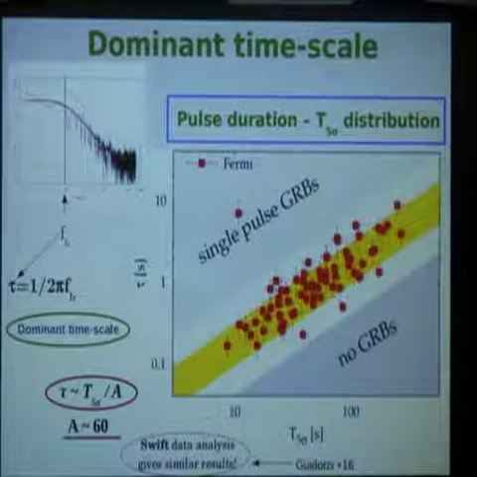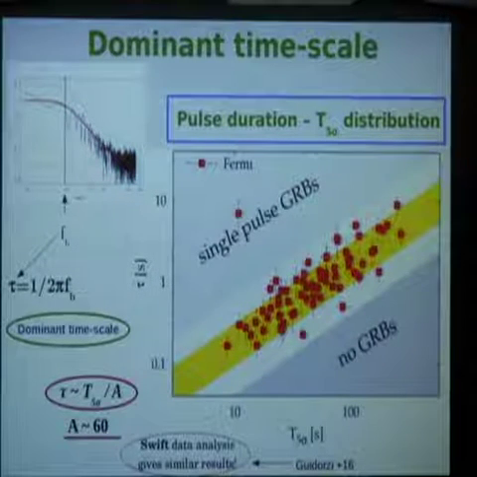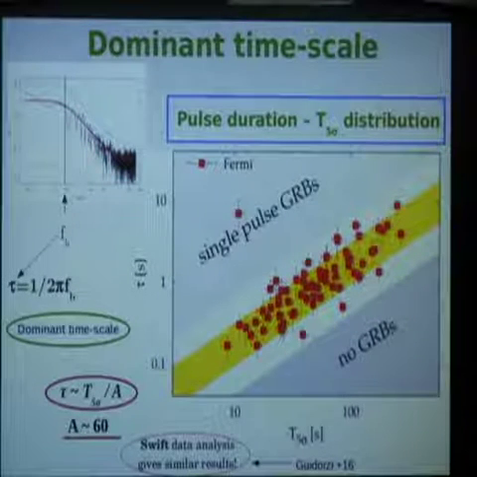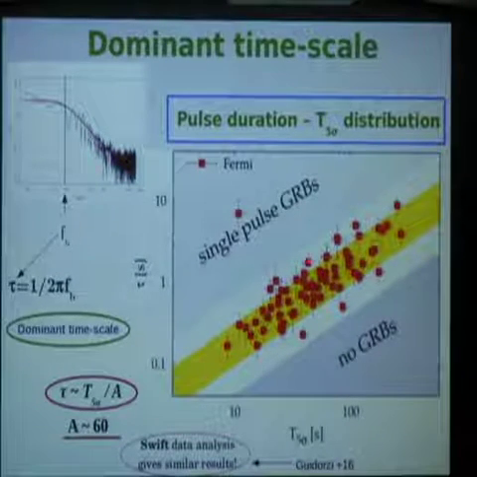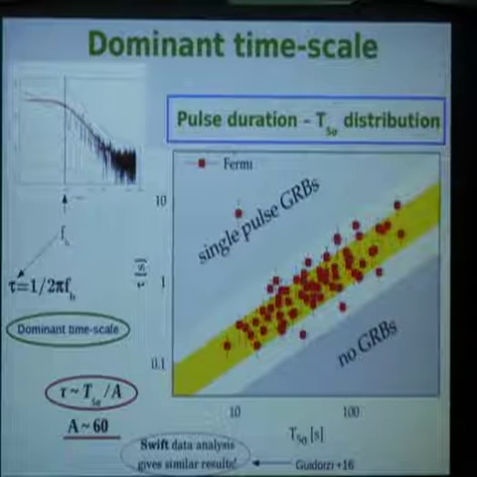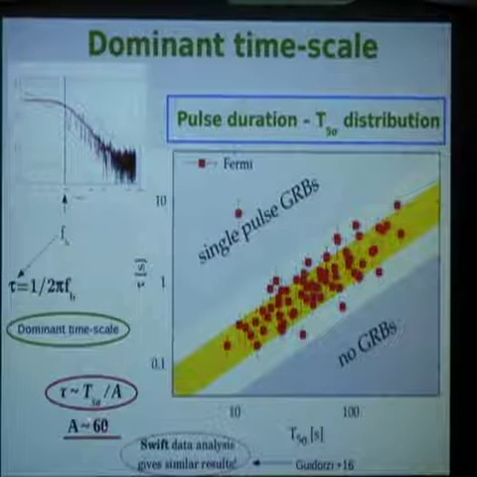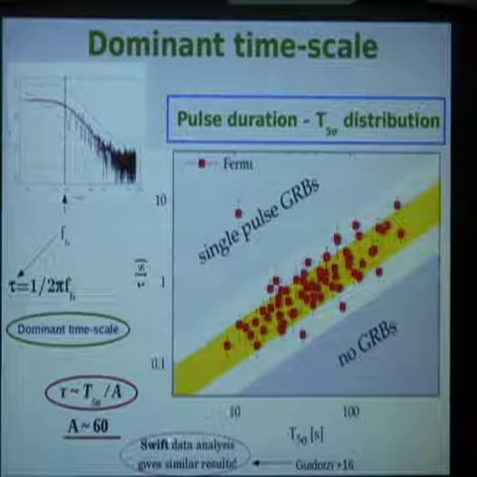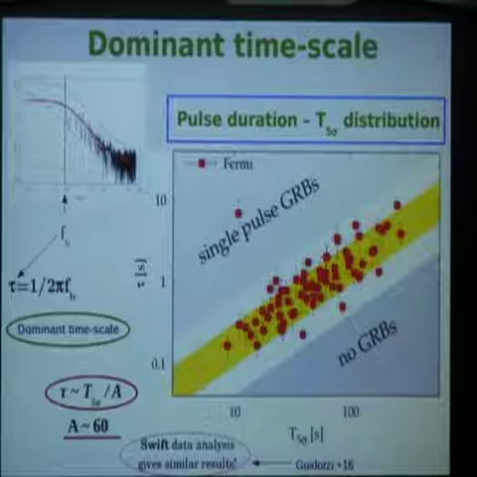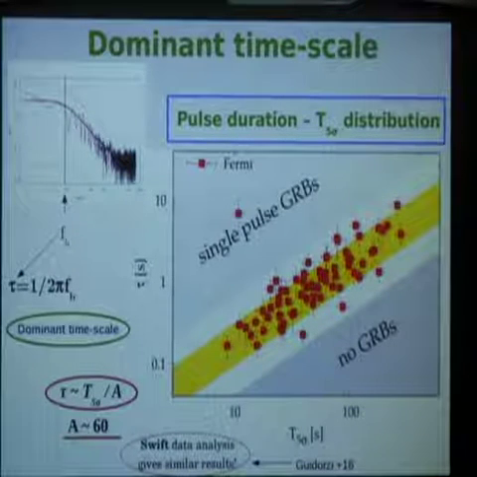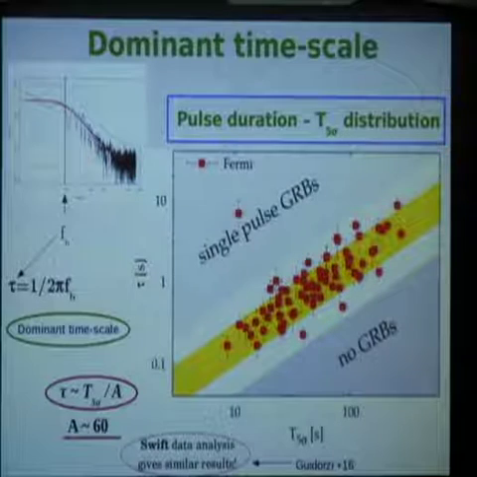H60 means the total duration of the event, and it is the normalization of this fit. So the prompt emission lasts 60 times longer than the typical variability scale. The point is that the slope is the same, but we don't know why the normalization changes when we consider Swift data or BeppoSAX data. It's about 50, plus or minus 10%. So the total duration of the prompt is about 50 times the typical variability scale.